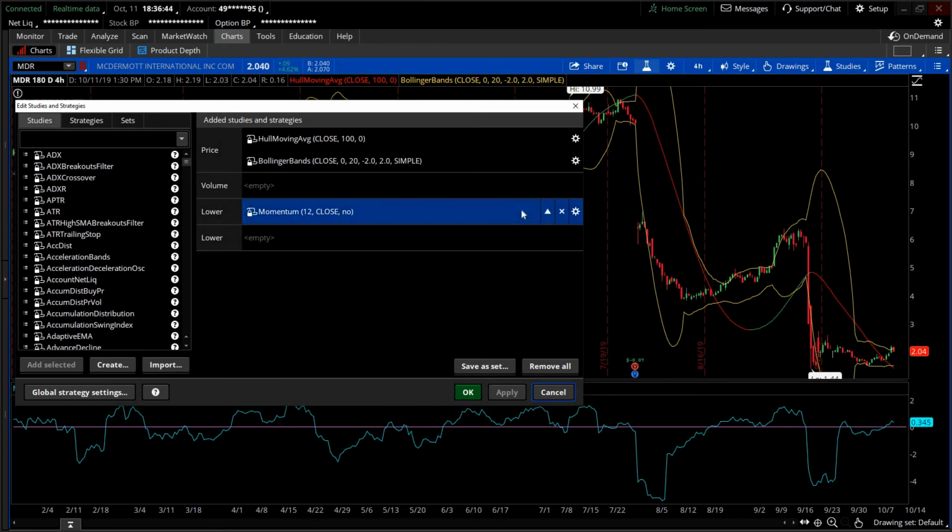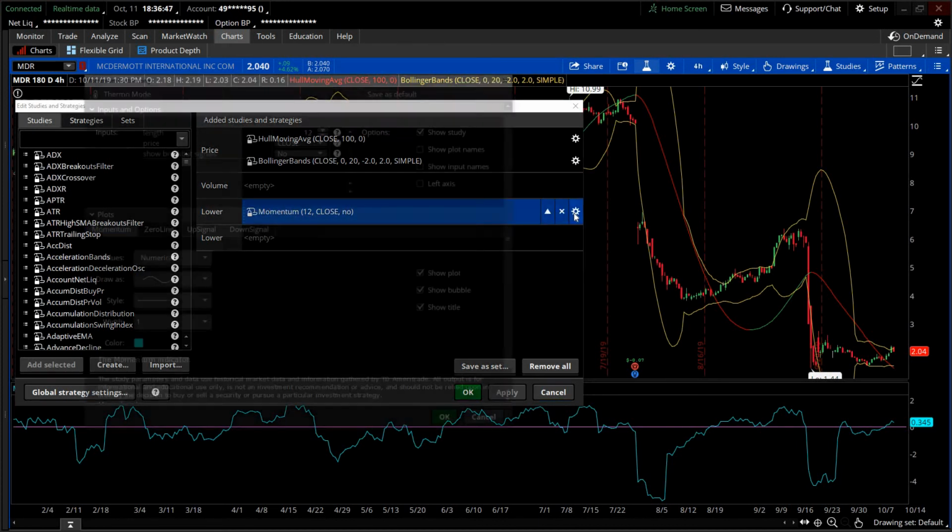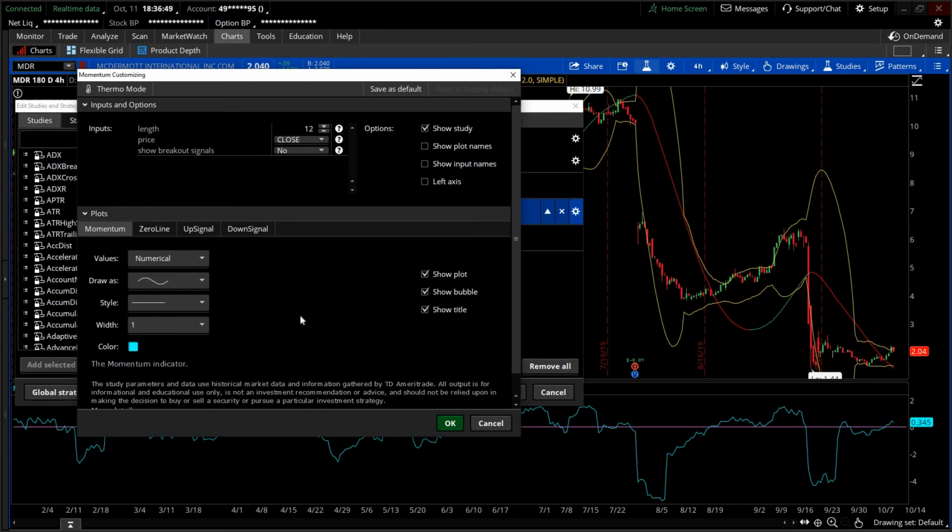On the momentum, same thing, I leave it standard. Momentum, I want to get rid of this side stuff here. The zero line, which is the purple, I don't need.